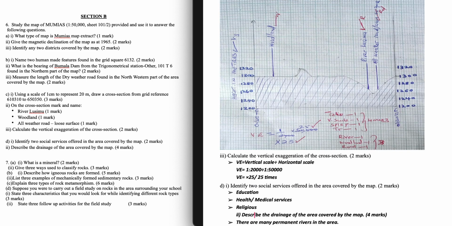Question 6D1. Identify two social services offered in the area covered by the map. We have education, medical services, religious.